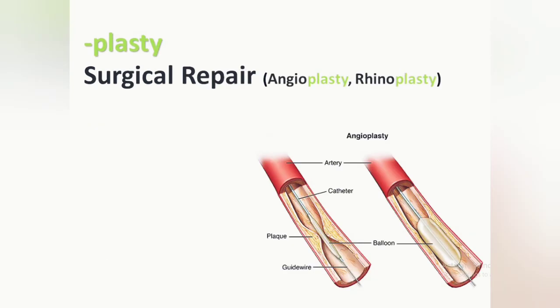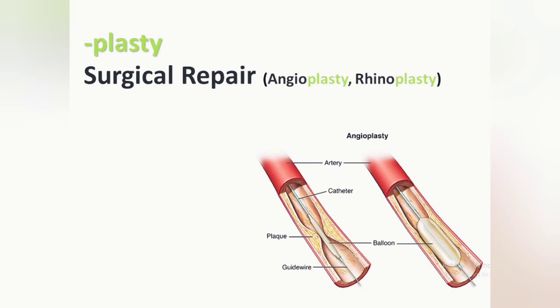And another suffix is plasty. Plasty means surgical repair, where angioplasty is there. Angioplasty means it is a procedure to restore the blood flow through the artery. You can see in the example, first one, the artery is narrowed due to the lipid present in the wall, and by doing angioplasty, the artery is widened so that blood can pass easily through the artery.